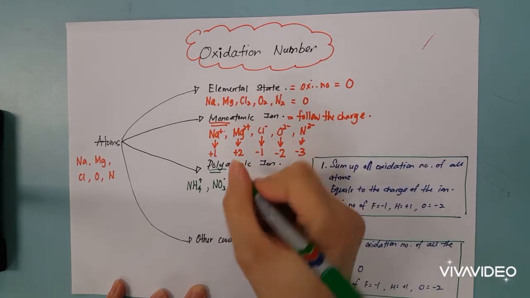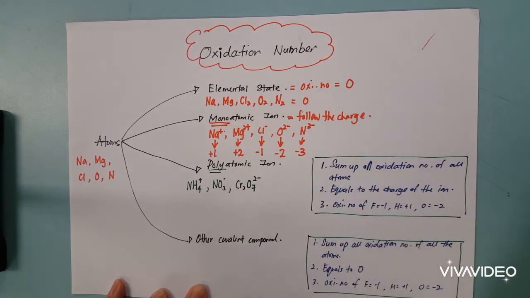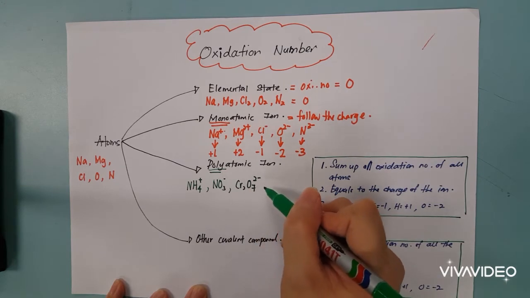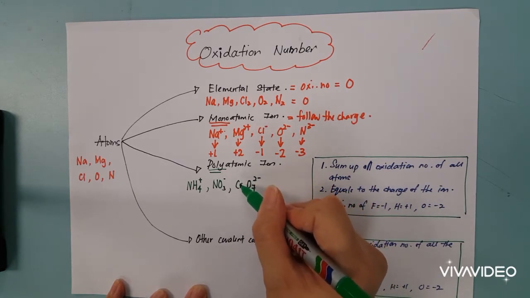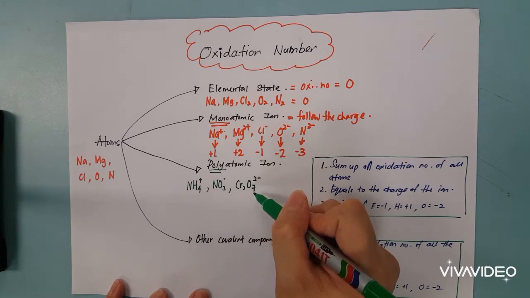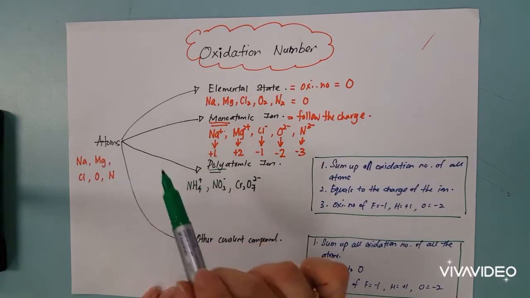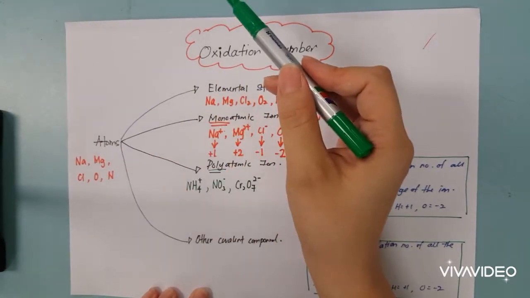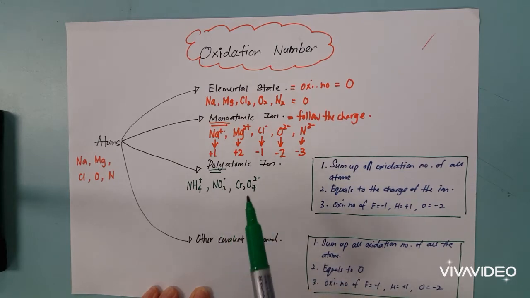Now another one, Cr2O7 2-. Dichromate ion is also one of the very popular polyatomic ions. It's made out of chromium atoms as well as oxygen atoms. So let's say our atoms interact with atoms of other elements and form a polyatomic ion. Now how do we find the oxidation number of my atom?